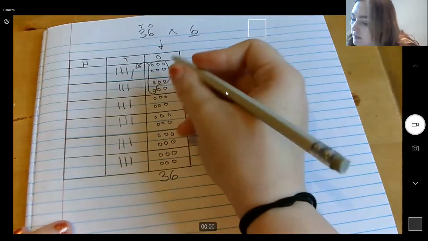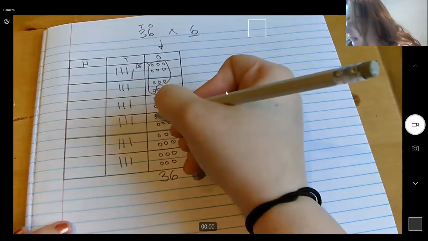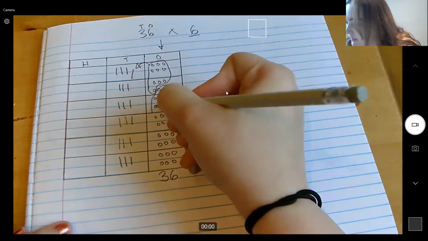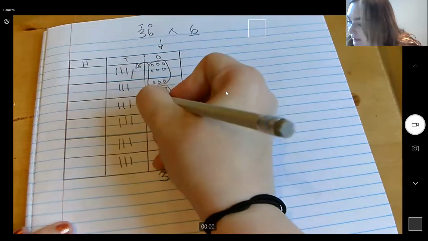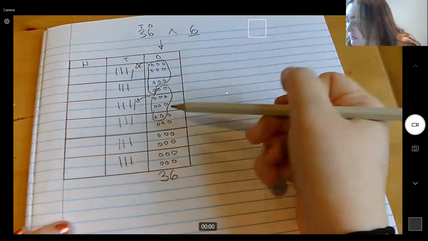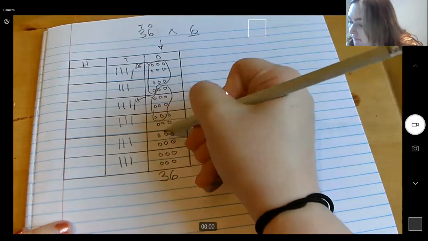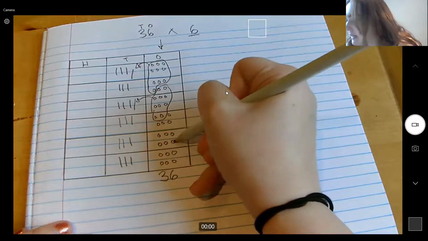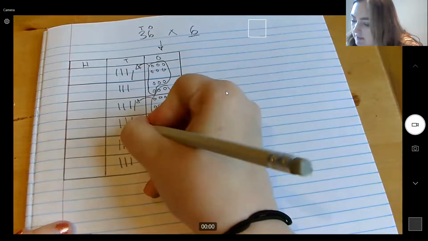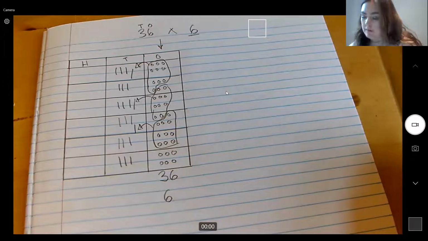Let's do another one. 1, 2, 3, 4, 5, 6, 7, 8, 9, 10. There is another 10, and that will again become another 10 stick. Now we still have too many ones, so we're going to have to do another exchange. 1, 2, 3, 4, 5, 6, 7, 8, 9, 10. There we go. That's another 10 into our tens column. And then we're left with 6. So now we have 6 ones.